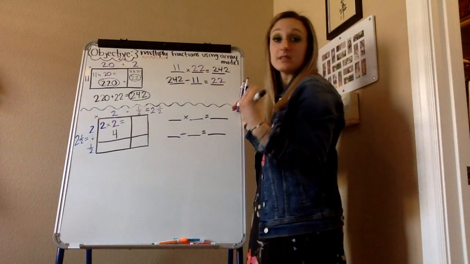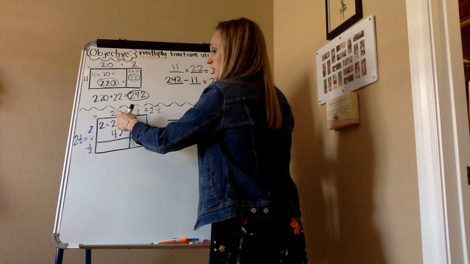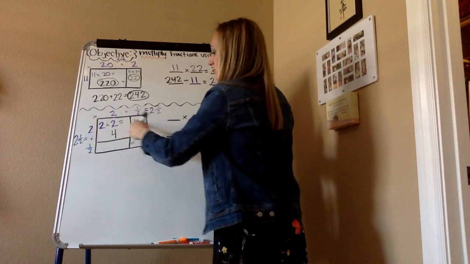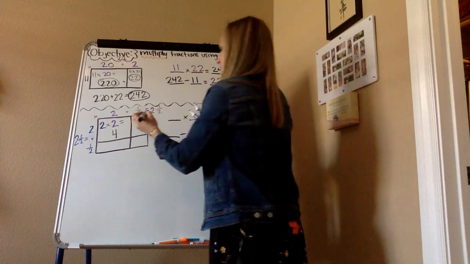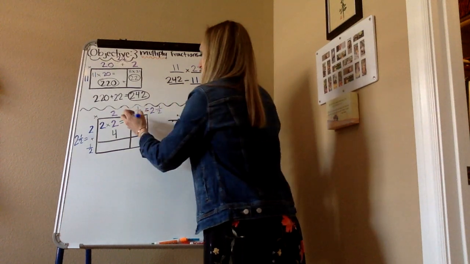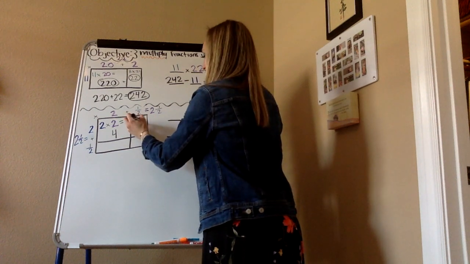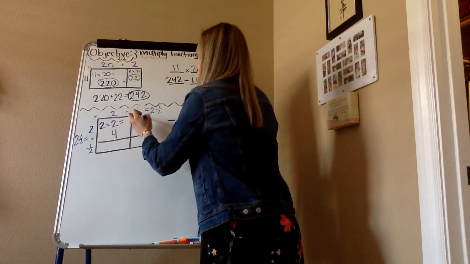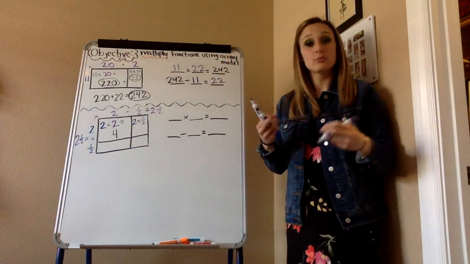Now I'm going to use the same process, and I'm going to go back to the 2. I already did 2 times 2, so now I need to do 2 times 1/2, all right? So now I'm doing 2 times 1/2.